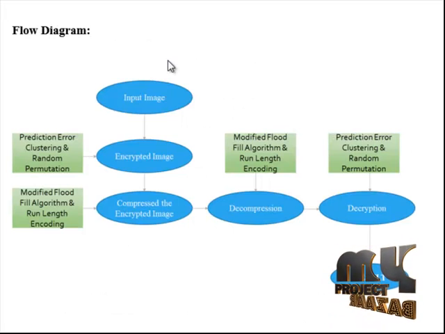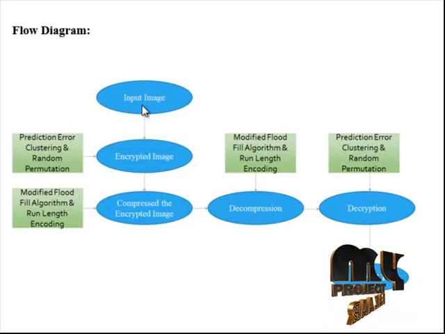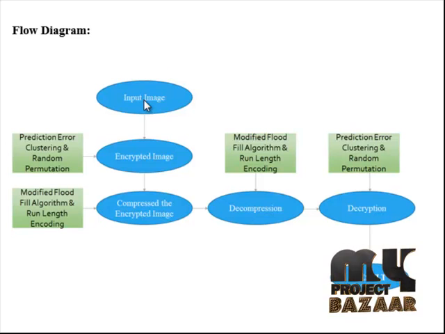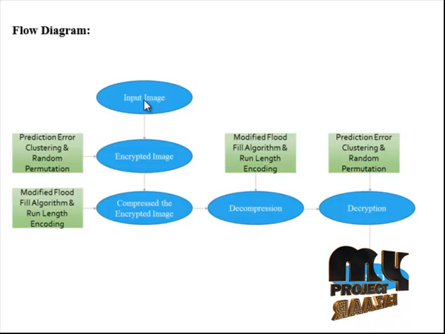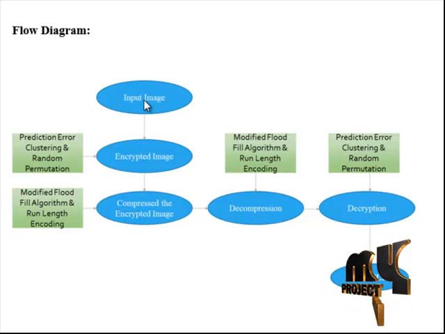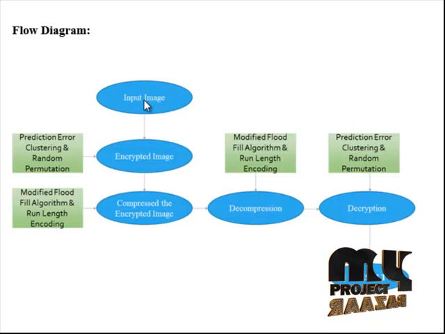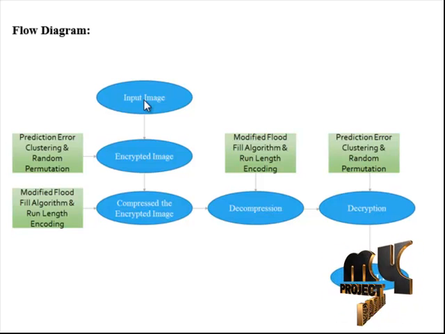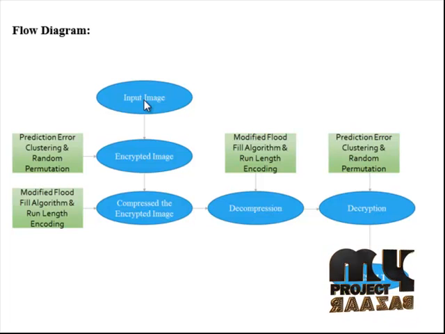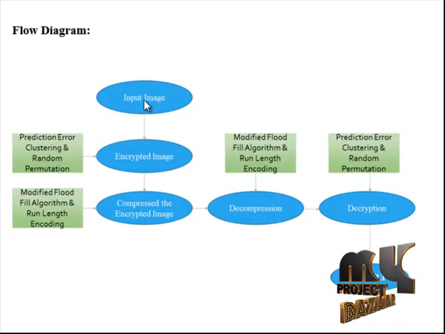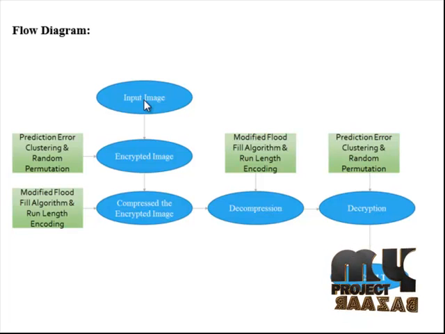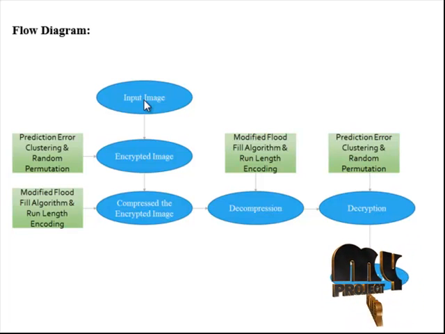Let me discuss the flow diagram for our process. First, capture the input image from the dataset folder. Select any one image from the dataset folder. Next, the image is segmented block-wise. Image segmentation is the process of partitioning a digital image into multiple segments, that is sets of pixels, also known as superpixels. The goal of segmentation is to simplify or change the representation of an image into something that is more meaningful and easier to analyze.